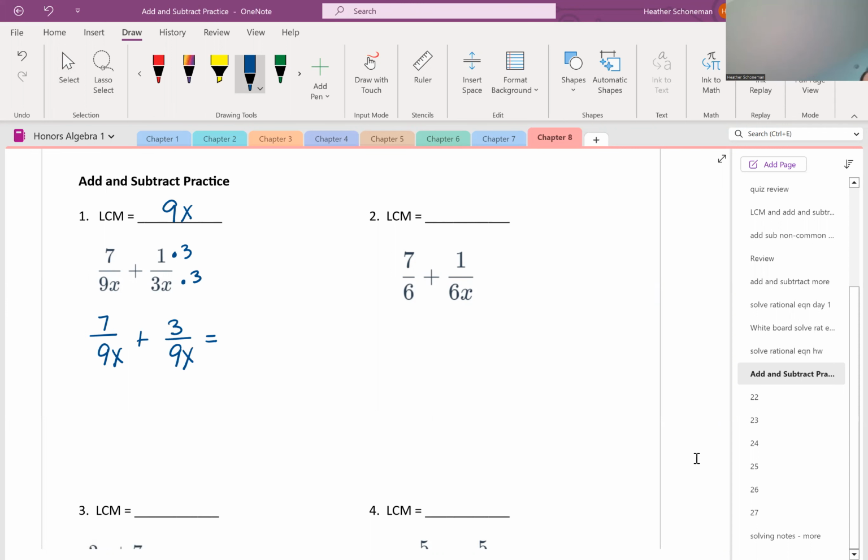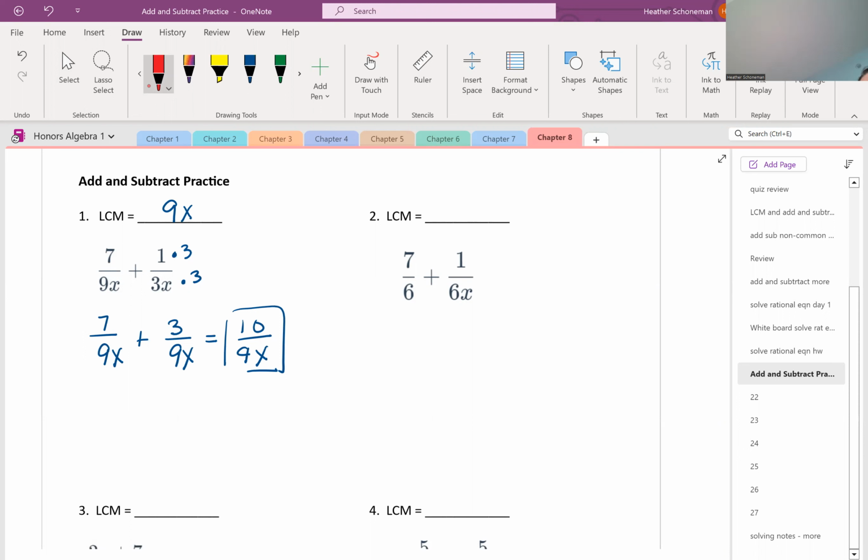Now that the denominators match, now you can add them together. 7 plus 3 is 10, and my denominator would be 9x. Now, if 10 and 9 could reduce, you would, but they don't, so we can't. Okay, let's try the next one.